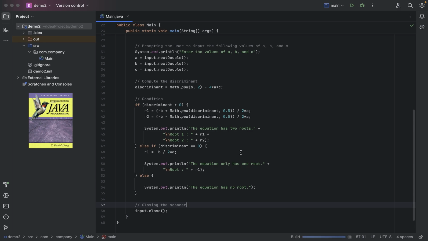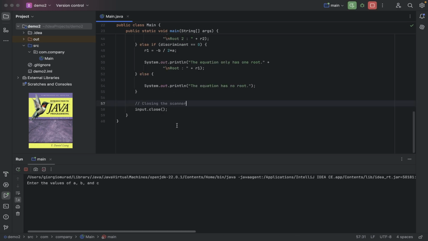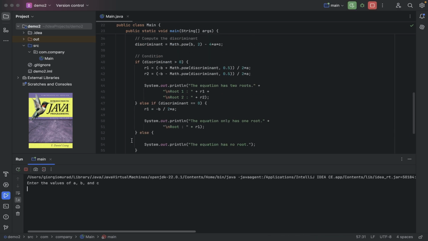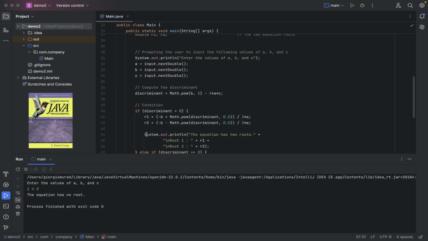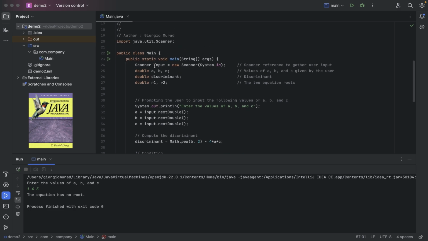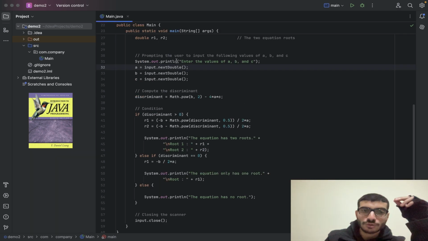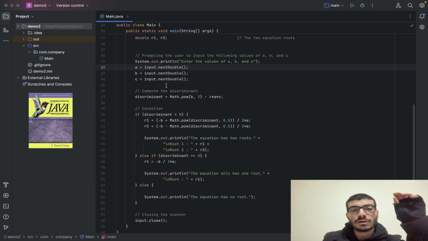Let me just run it once. I don't have to test them all. So 2, 5, 6. The equation has no root. Let me try once more. 1, 6, 8, 1, 1, 4, 5, which has no root. Let me check if I have an error just in case. Okay, so I thought of a better way to test our program to make sure that our program has no error.